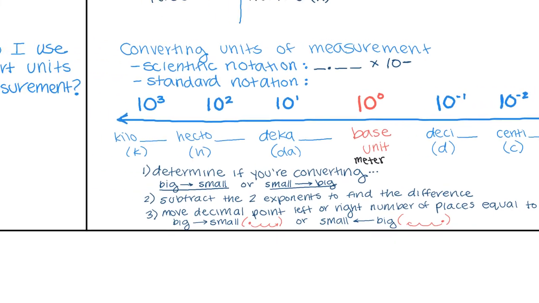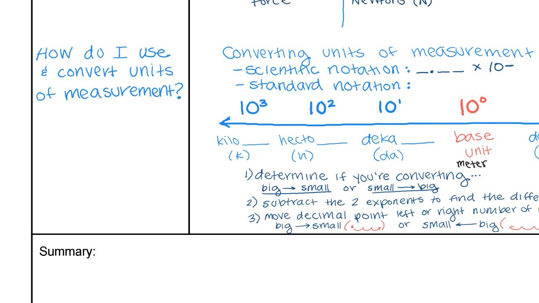You might have heard of the kilometer before. So I'll write that there. So we use this prefix, okay? A prefix means it comes before the root of the word. So we use kilo to represent that 1 kilometer, for example, is 1 meter times 10 to the third power. In other words, it is 1,000 meters in this case.